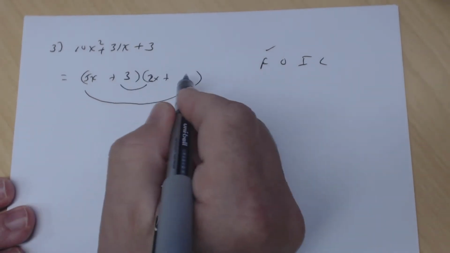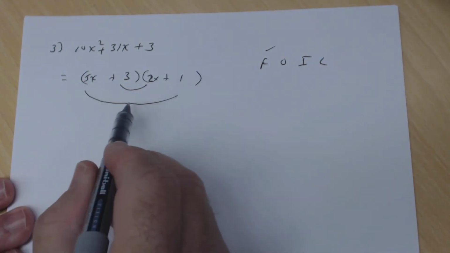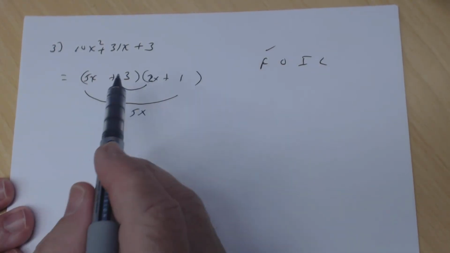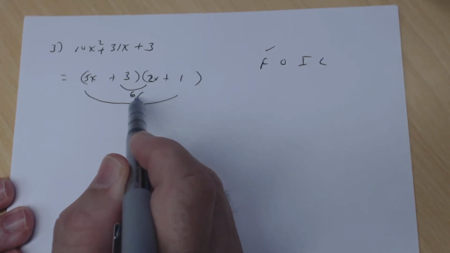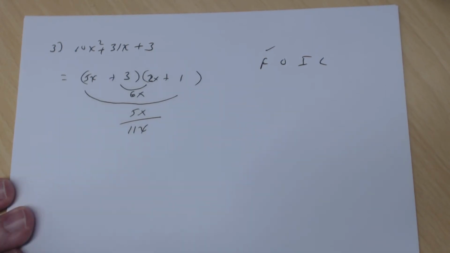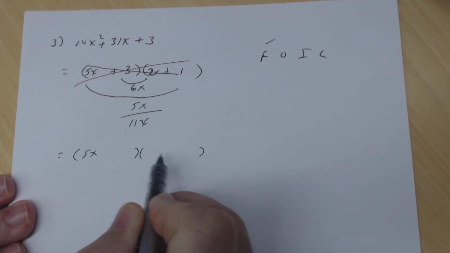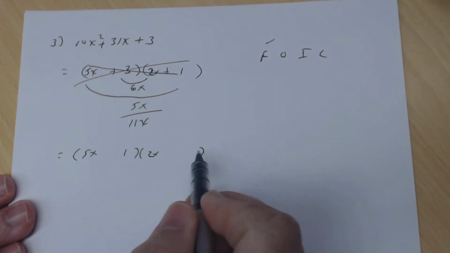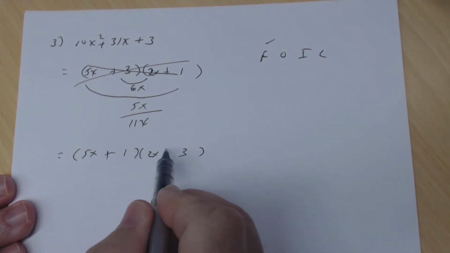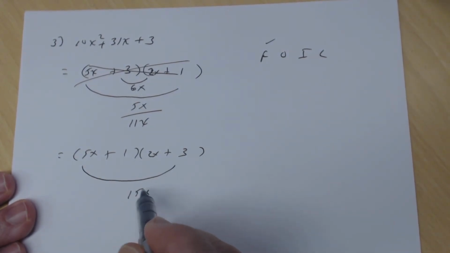So let's put the 3 here, the 1 there, and see if it works. The outer is 5x, the inner is 6x, and when I add them up, I get 11x, and that's not what I wanted. I wanted positive 31, so that didn't work. So let's keep the 5x and the 2x the same, and switch the 1 and the 3. Again, they're both positive. The outer is 15x, the inner is 2x. Add them up, you get 17x.